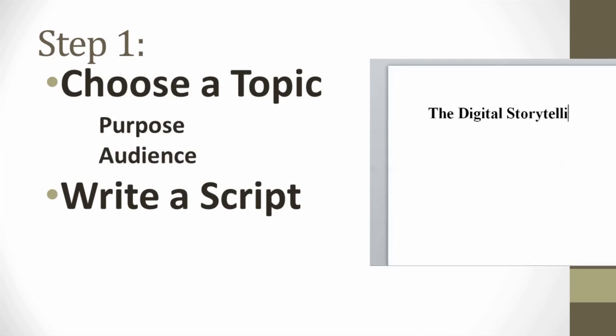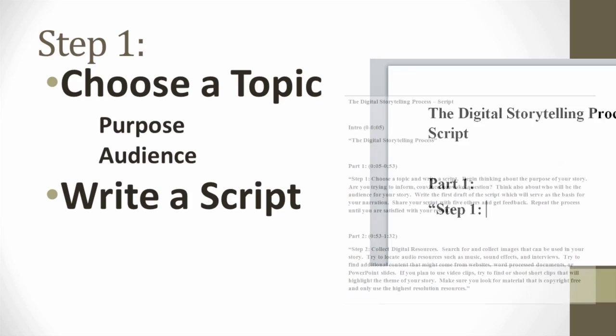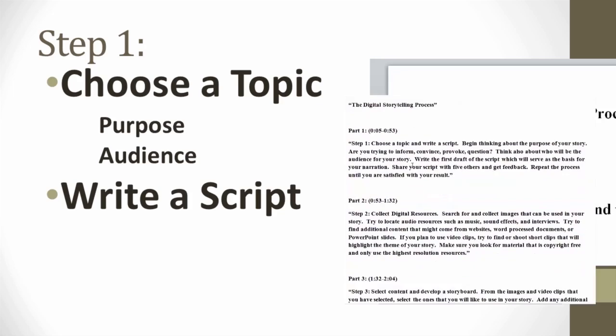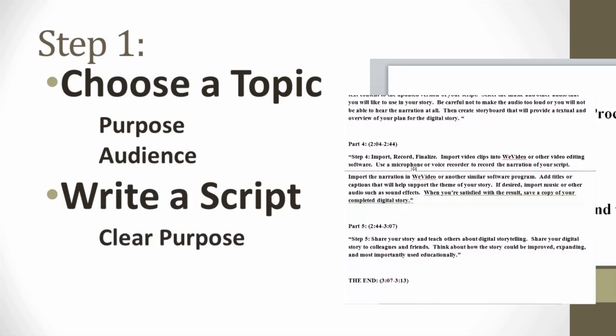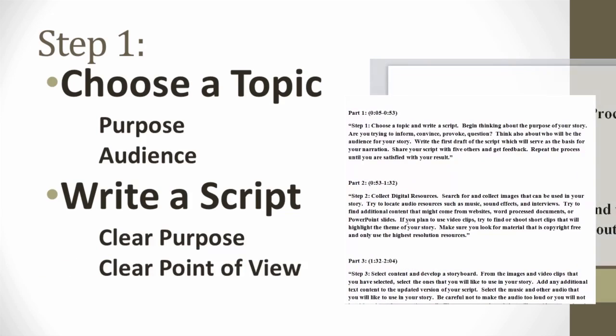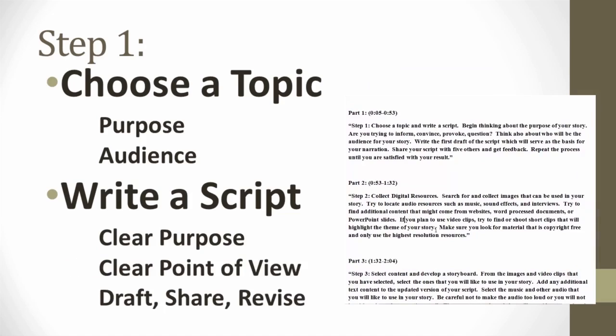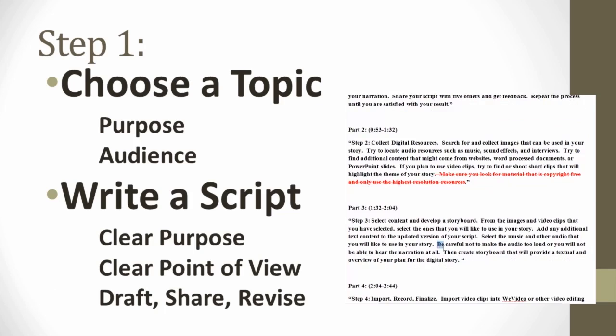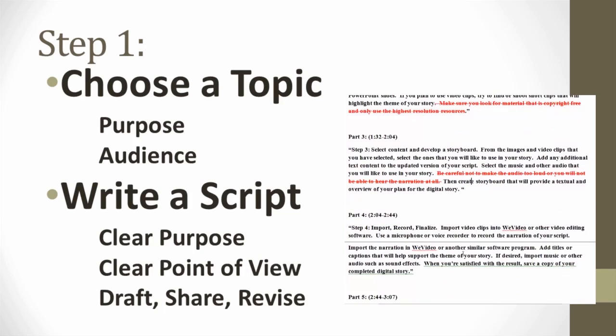Write the first draft of the script, which will serve as the basis for the narration you will record later. Read what you have written and make sure your script includes a clearly articulated purpose and includes an identifiable point of view. Share your script with others and use their feedback to improve the next version of the script. Repeat the process of getting feedback and revising the script until you're satisfied with the result.